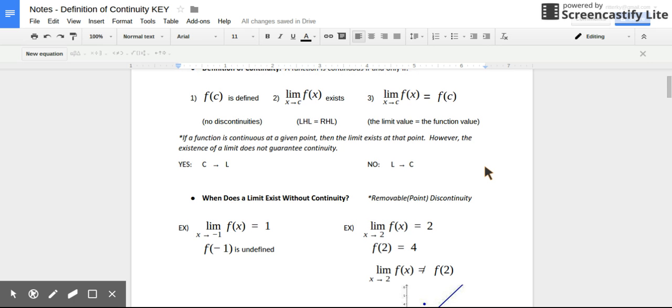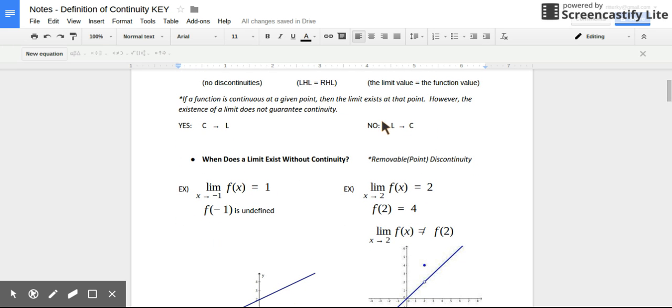If a function is continuous at a given point, then the limit exists at that point. That's just a given. If a function is continuous, we know the limit exists. If we try and flip that statement and find the converse, though, that's not true. It doesn't hold up. We can't say that because the limit exists, the function is continuous. And that's an important discrepancy.